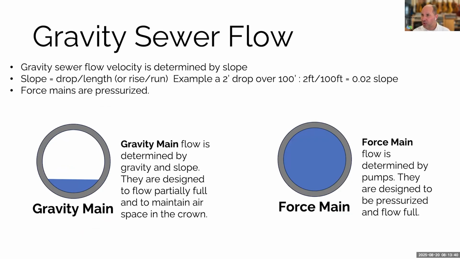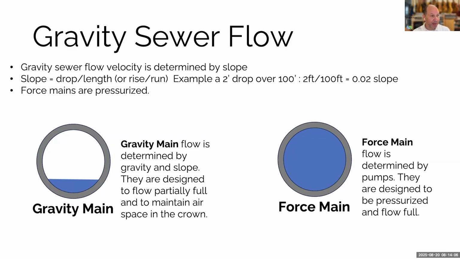If you've never calculated slope before, it's pretty simple. It's just rise over run. That's how I typically think of it when I'm thinking about uphill. If you're thinking downhill, you can just think of it in terms of the amount of drop over the length of pipe. So if a 100-foot long pipe is 2 feet lower at one end than the other, that's a 2-foot drop over 100 feet, and the slope is 0.02. The feet cancel out. Slope is a dimensionless number.